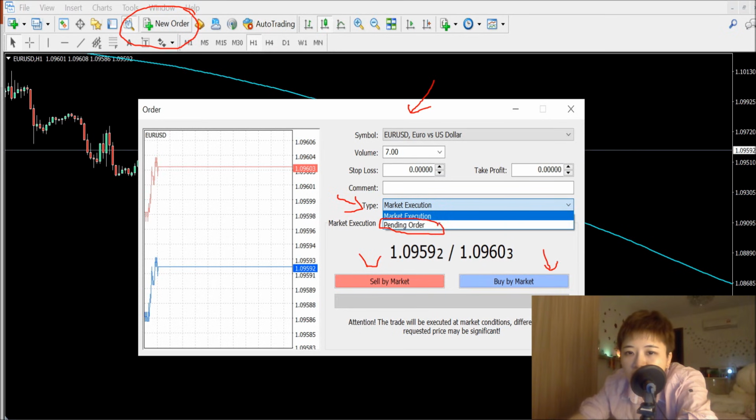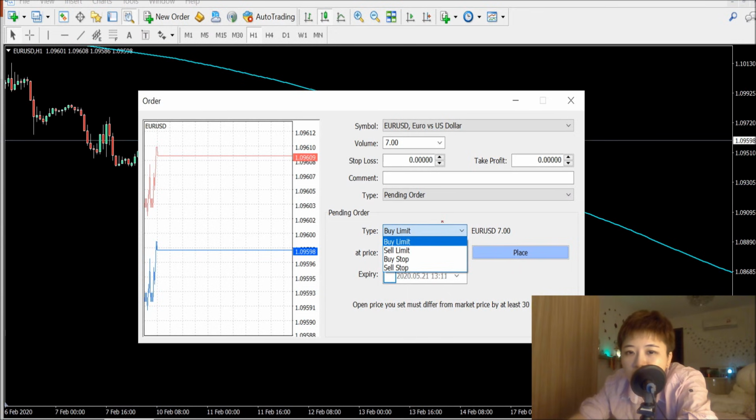But when you click on pending order, you will come to this window over here. Then you need to pick the type of order: buy limit, sell limit, buy stop, or sell stop. Like I said, when it comes to limit orders, you're buying at a more favorable price. Stop orders, you're buying at a less favorable price. Okay? And the good thing about these orders is that you can delete it before it is executed. But if you enter a market order, in your dreams, you cannot delete it without experiencing a loss or a profit.